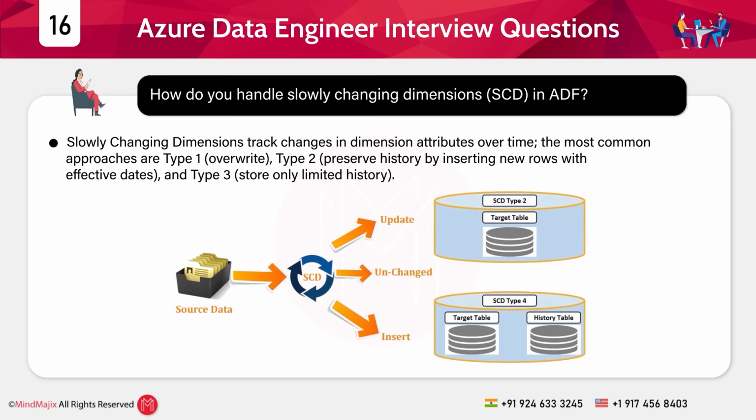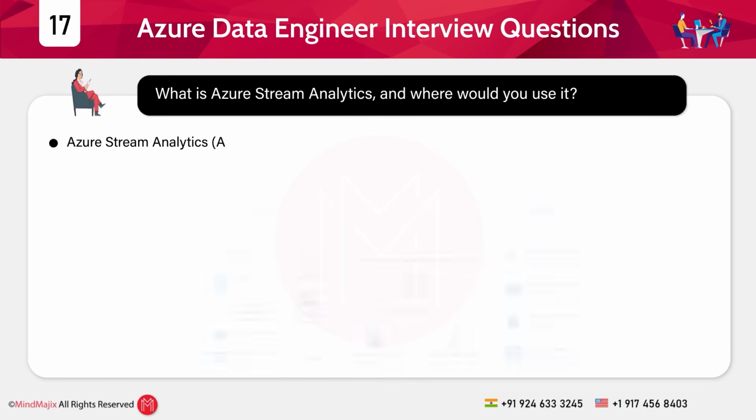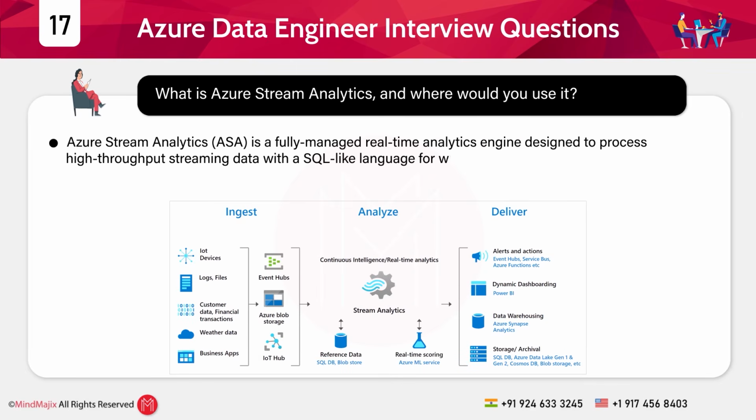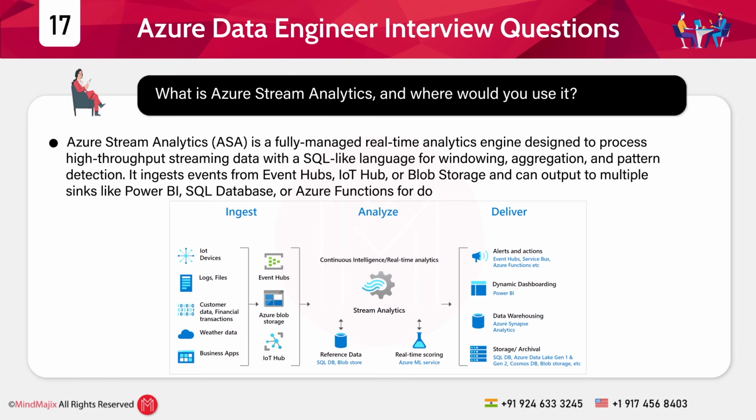The next question is, what is Azure Stream Analytics and where would you use it? Azure Stream Analytics, or ASA, is a fully managed real-time analytics engine designed to process high-throughput streaming data with a SQL-like language for windowing, aggregation, and pattern detection. It ingests events from Event Hubs, IoT Hubs, or Blob storage and can output to multiple sinks like Power BI, SQL database, or Azure Functions for downstream actions.